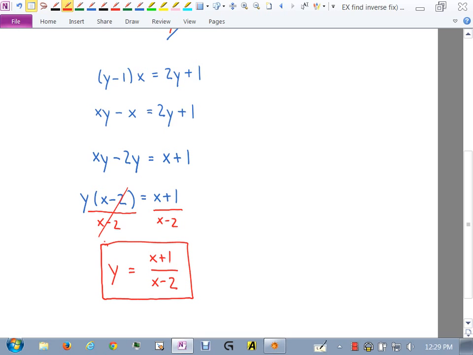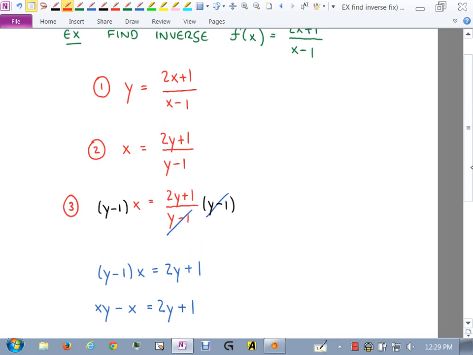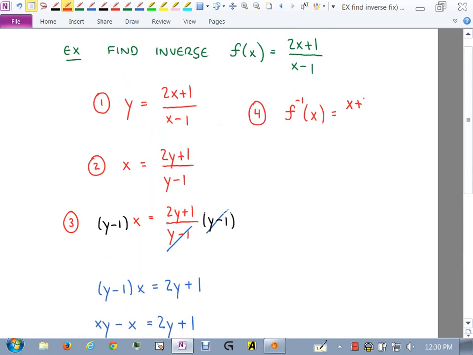Wait, hold on. So now the third step was solving. The fourth step is to replace. So the fourth step would be to rewrite that as f inverse of x equals whatever we just got: x plus 1 over x minus 2. Now, I did not ask you to check, but that would be your next step, wouldn't it? You would check it. I'll just trust that you could check that on your own.